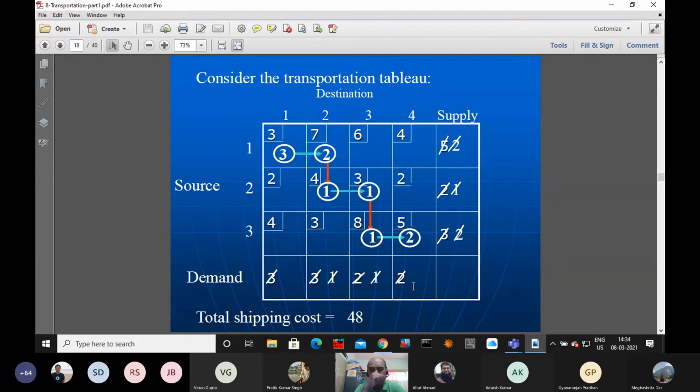So how do you allocate? In the first row, the supply is 5 units. In the first column, the demand is 3 units. So to cell 1, 1, we can allocate the minimum of 5 and 3, which equals 3.